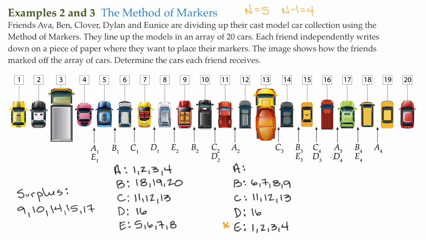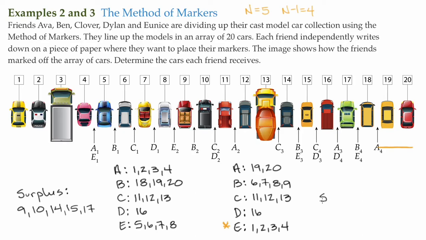And again, the last player is Ava here, so she's going to get her last section, and that's going to go from her fourth marker to the end of the array. And of course, that's 19 and 20.